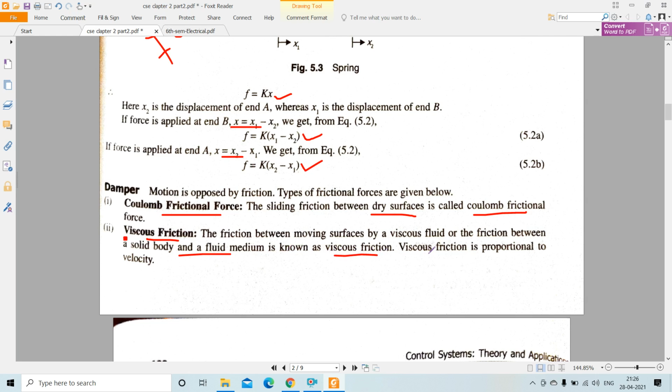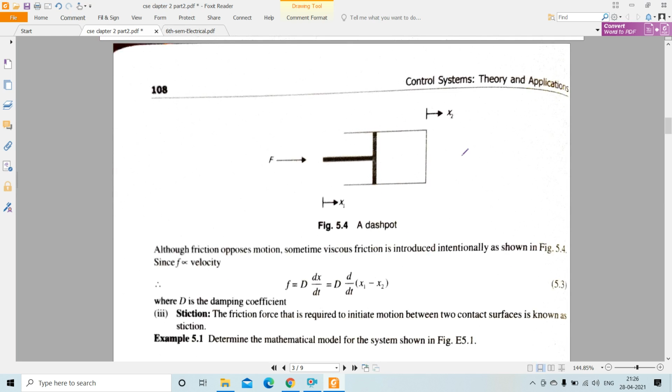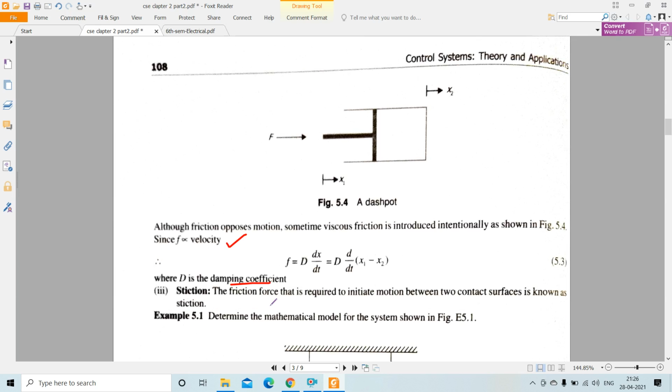The viscous friction is proportional to the velocity. So see, this is a dashpot, here is the force, and here is the displacement. Although friction opposes motion, sometimes viscous friction is introduced intentionally. Here force is proportional to velocity, so F is proportional to velocity, dx by dt. So F is equal to d into dx by dt, or you can write d into d by dt of (x1 minus x2), where d is the damping coefficient.